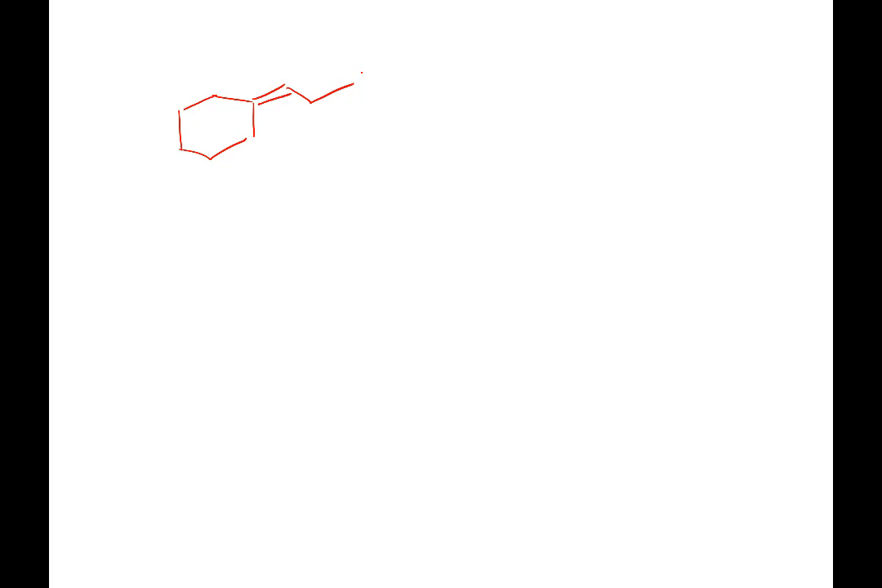But another way to do it is the Wittig. And in German, W is a V. So it's Wittig. So the Wittig reaction allows us to basically say, okay, I'm going to bring these two parts of the molecules together and form a double bond.